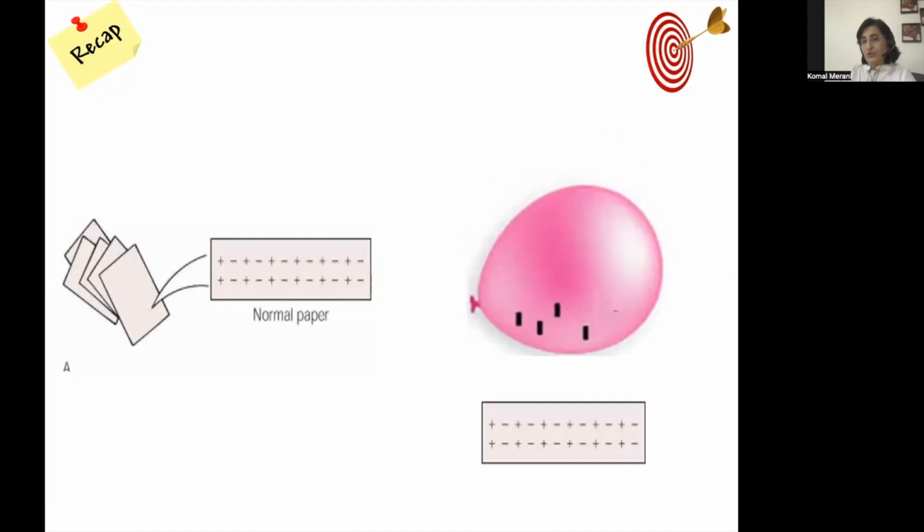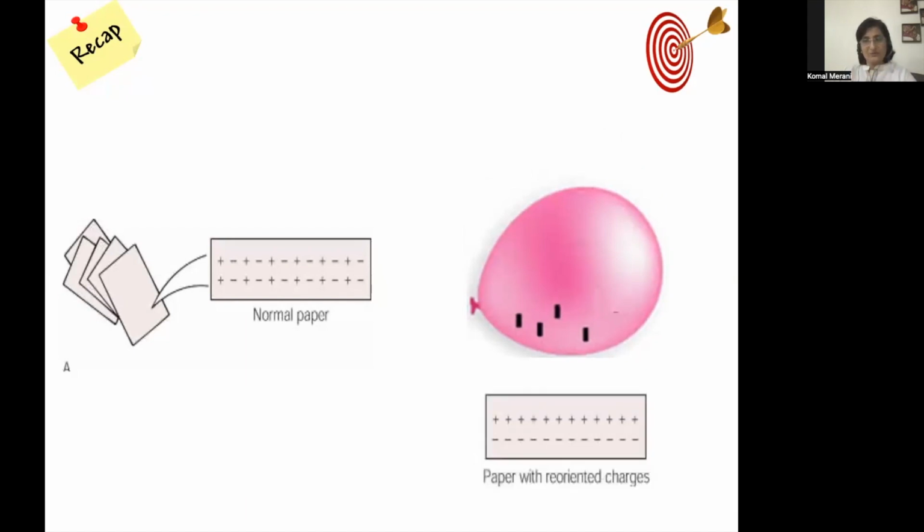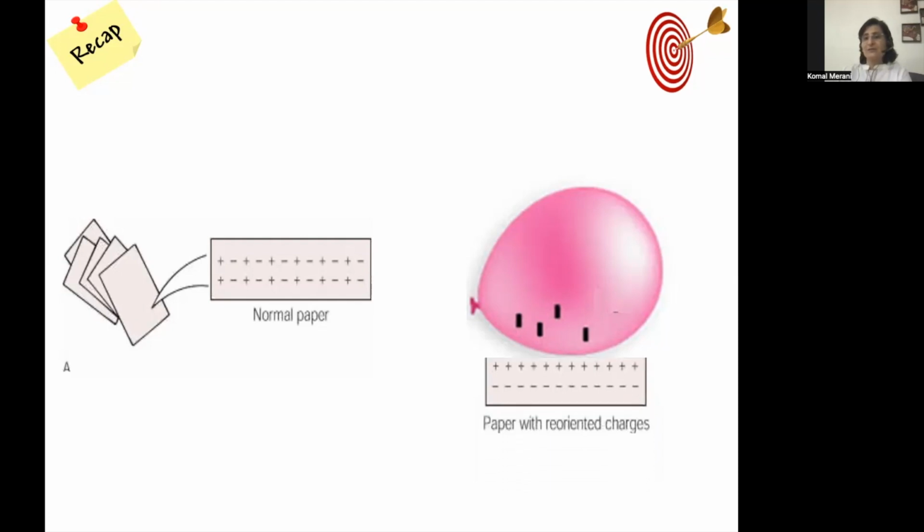But when the charged balloon came closer to the paper, the electrons in the atoms on the surface of the paper got rearranged. They moved away because we know like charges repel. So, in this manner, the paper got attracted to the balloon.